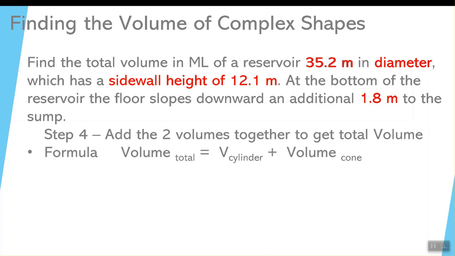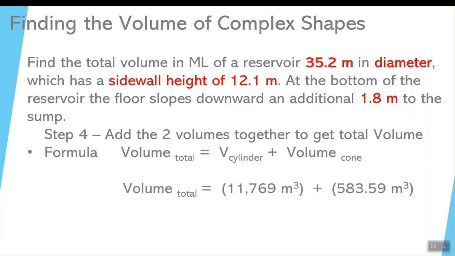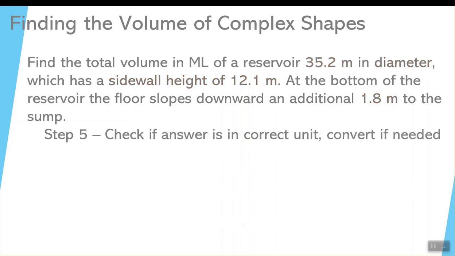Now, step 4 is we take those numbers and we add them together. The total volume is the volume that we found of the cylinder plus the volume of the cone. We take those previous answers and we plug those into the formula, add them up, and you get approximately 12,352.59 cubic meters.